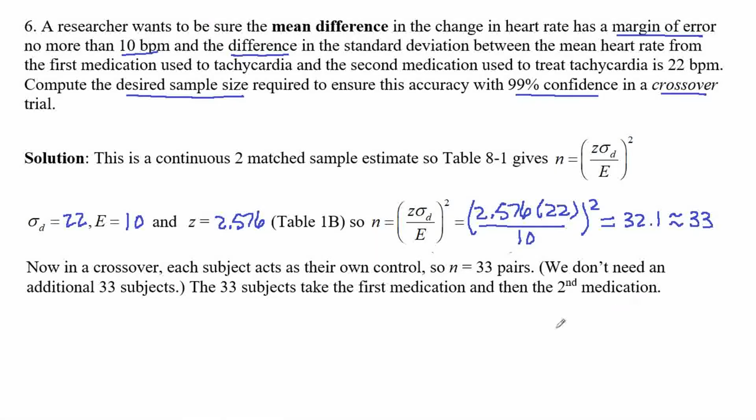Now that's 33 pairs of measurements. So in this crossover trial, each subject's going to act as their own control. So we're going to have 33 pairs of measurements on each subject. So the subject will take the first medication, they'll make a measurement, and then they'll cross over and take the second medication, and they'll have 2 measurements on each subject. So that actually decreases our sample size, whereas with independent samples, we would need 33 subjects for the first medication and 33 for the second. Here we don't. We just need the 33 subjects.